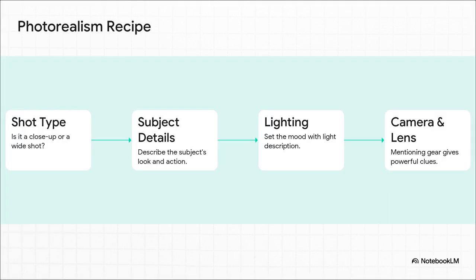Here's a super simple recipe you can follow for any photorealistic image. Step 1, the shot type. Are we talking a close-up, a wide shot, a portrait? Step 2, subject details. Get specific. Don't just say man, say elderly man with laugh lines. Step 3, the lighting. Is it soft golden hour light or dramatic high contrast lighting? And step 4, and this is a big one, get technical. Talk about the camera and the lens. This gives the AI a massive clue about the kind of professional look you're going for.